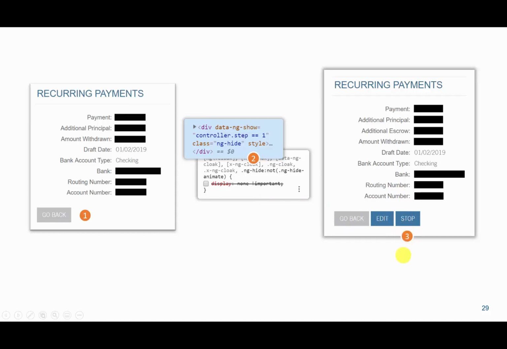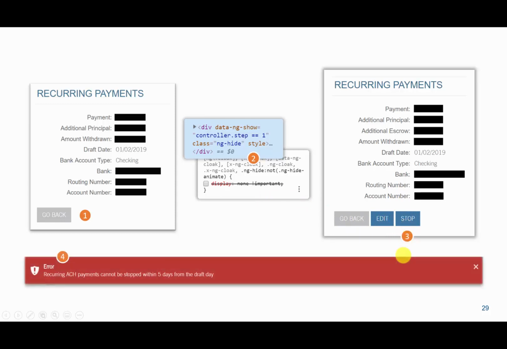So they clicked the stop button to disable this recurring payment, and they were given this message that recurring payments cannot be stopped 5 days from within the draft day. So what they then tried was to edit the payment. They changed the due date of this payment and it went through. So this is an example of trusting a client, but in reality, the client can manipulate this to do something other than what is intended by the web application.